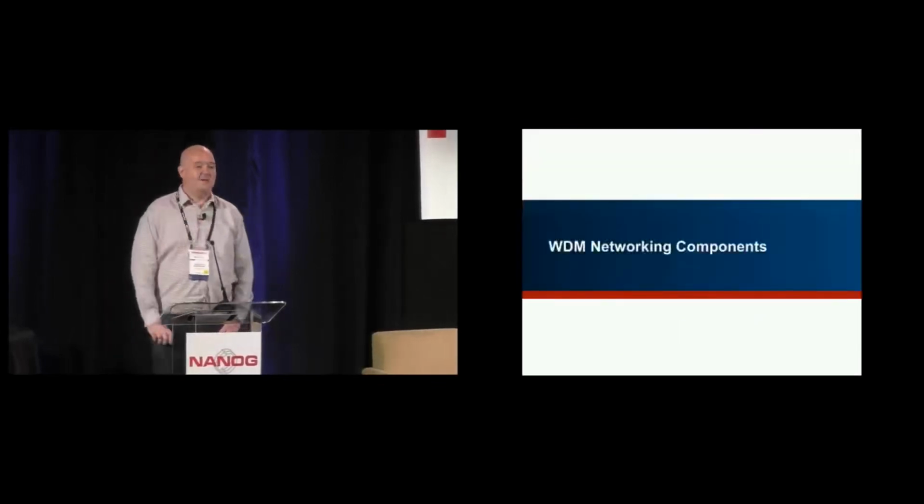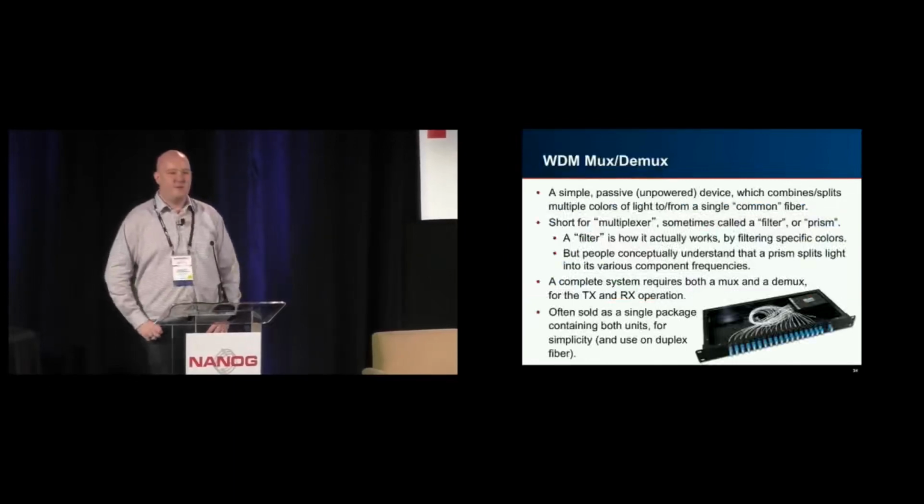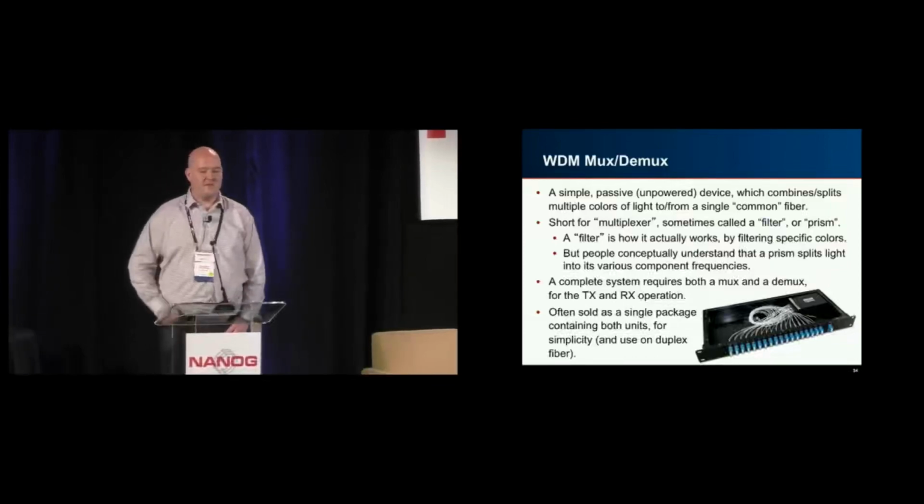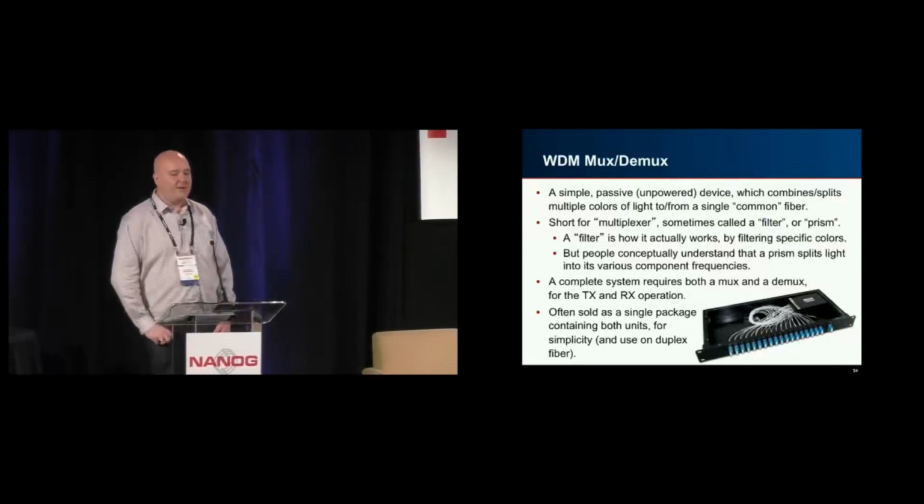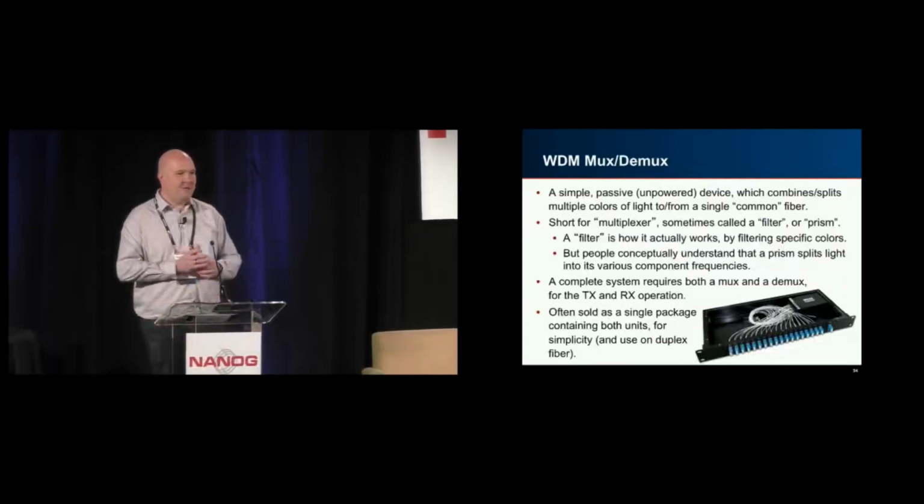So now I'm going to talk about WDM networking components. Probably one of the most common, prevalent things that you'll see out there is what's called the passive MUX. This is pretty much the first thing that you need to do any type of WDM. It's a simple, passive, unpowered device that combines or splits multiple colors of light. So you'll hear this called a multiplexer, sometimes a filter or a prism. Historically, how it actually worked, and these days it's kind of gone back to being a prism, but either way, you're splitting or combining different colors of light.